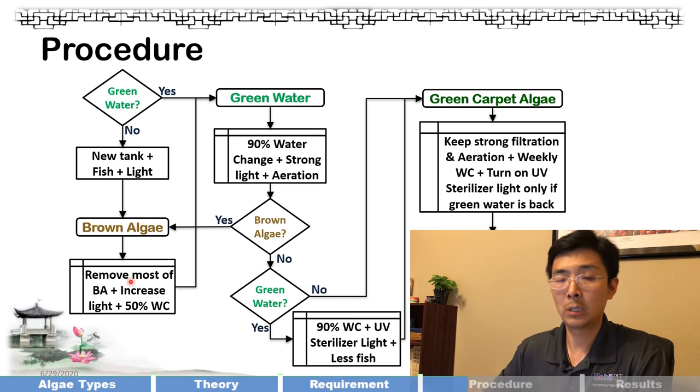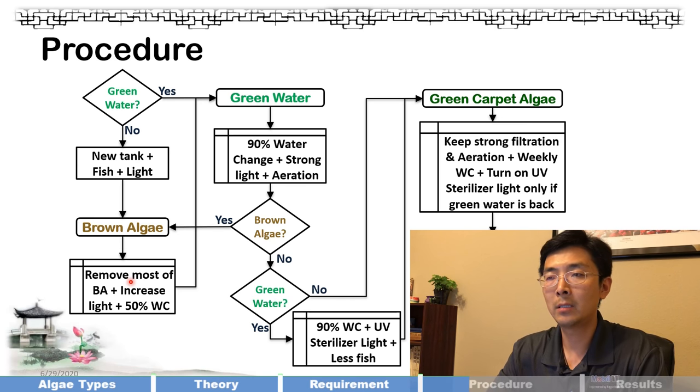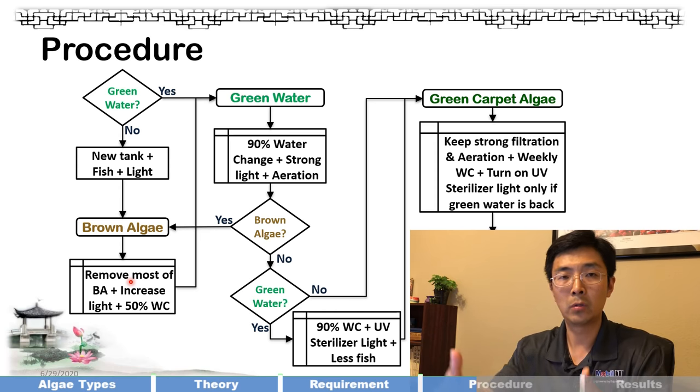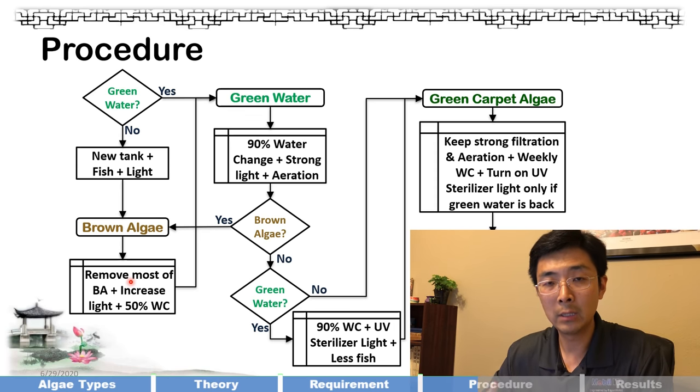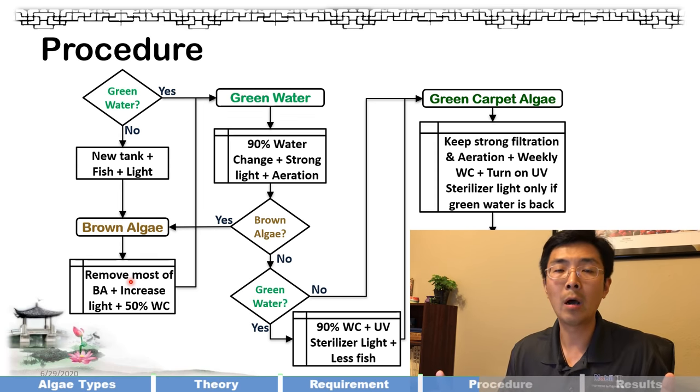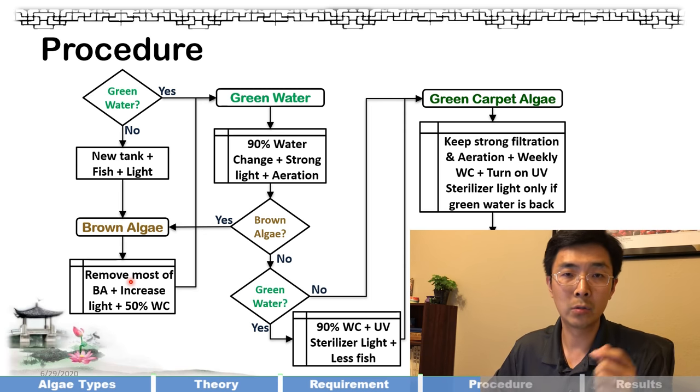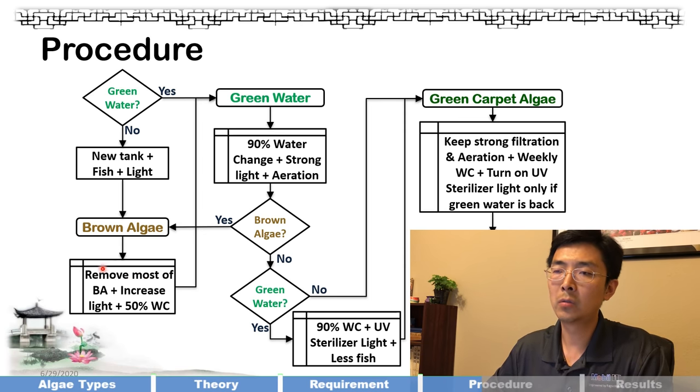If you see brown algae, it also means your light intensity is not enough. You're gonna increase your light. Remember, you need a full spectrum LED light, okay? If you increase, you can use two full spectrum LED lights, or you can use a longer time. Rather than 8 hours, you can use 9 or 10 hours. I'll also do a 50% water change right away.